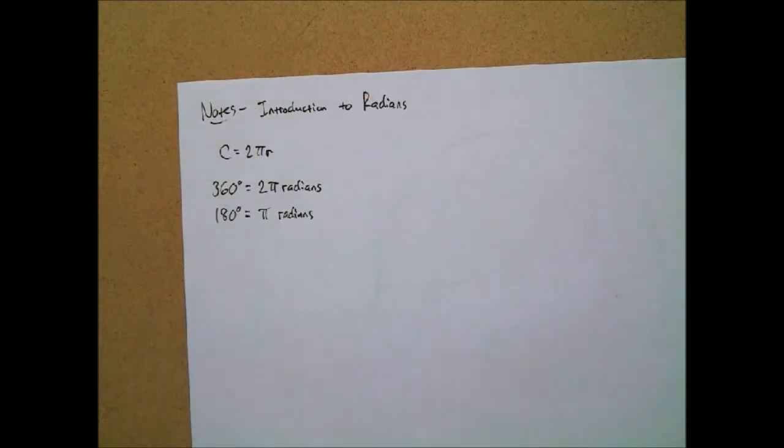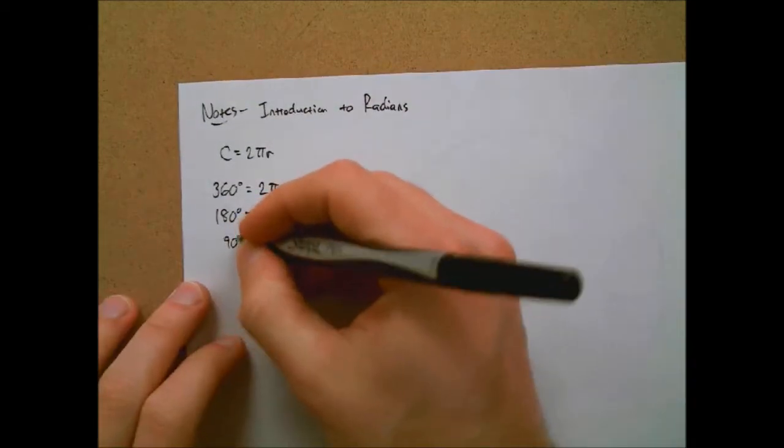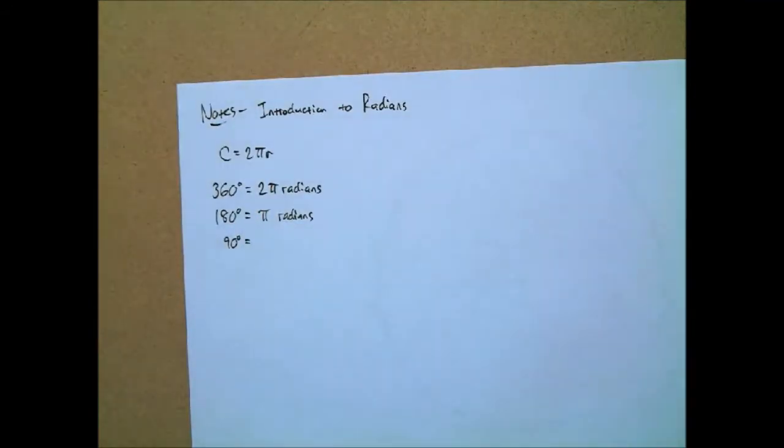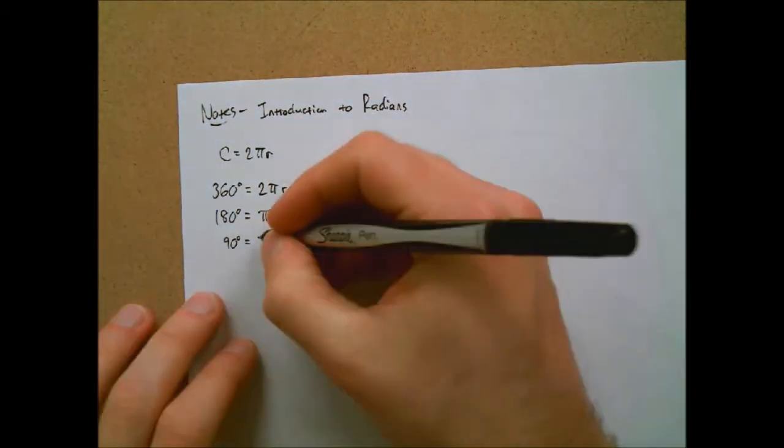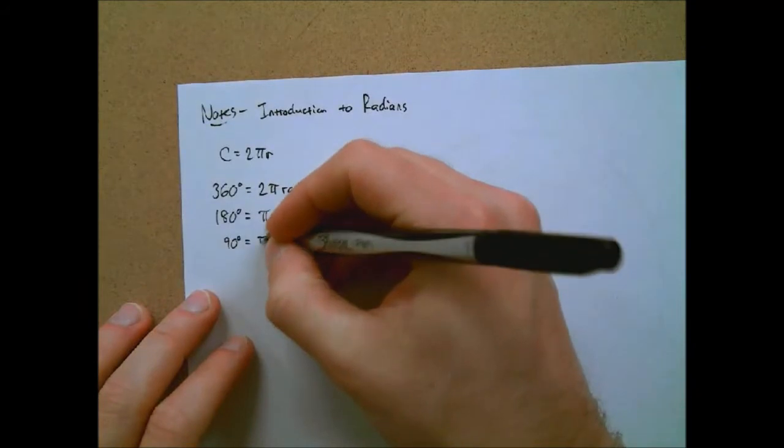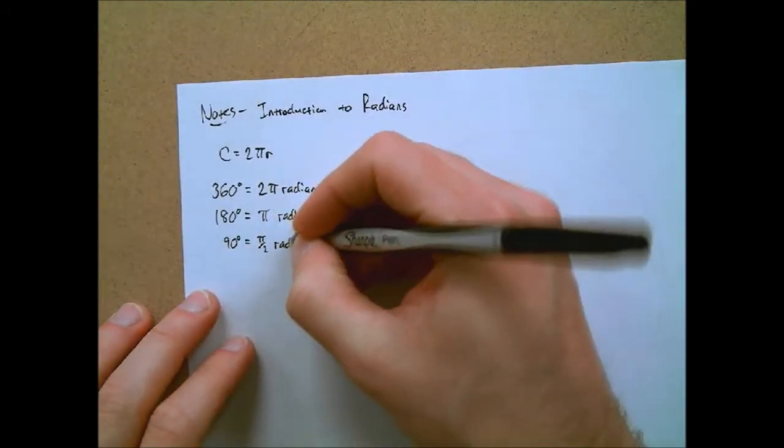So, for example, if I said 90 degrees, how many radians would that be? Pi over 2 or 1/2 pi? I'm going to say pi over 2. That's the more typical way of saying it, but 1/2 pi is also correct.